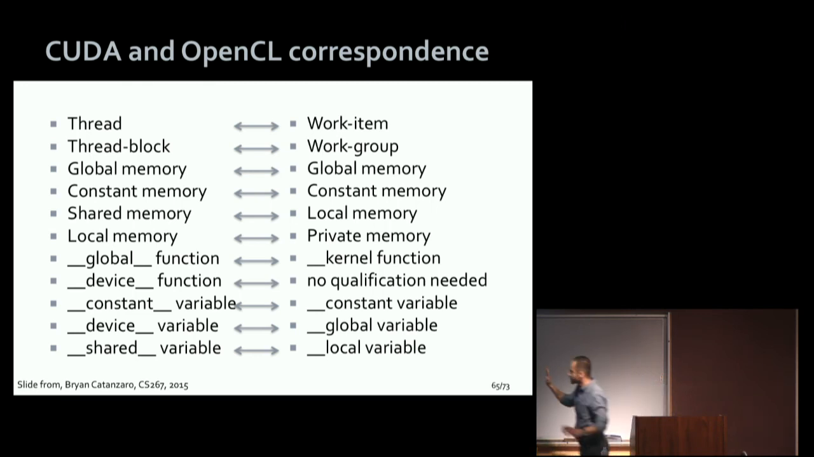So very similar concepts, unfortunately different notation. It's really unfortunate, but the concepts are all the same. The thread in OpenCL is a work item, just a different name. Shared memory is called local. If you want to define a tile, you have to prepend it with local. And for the kernel, instead of global, you should say kernel. But the concept is exactly the same.